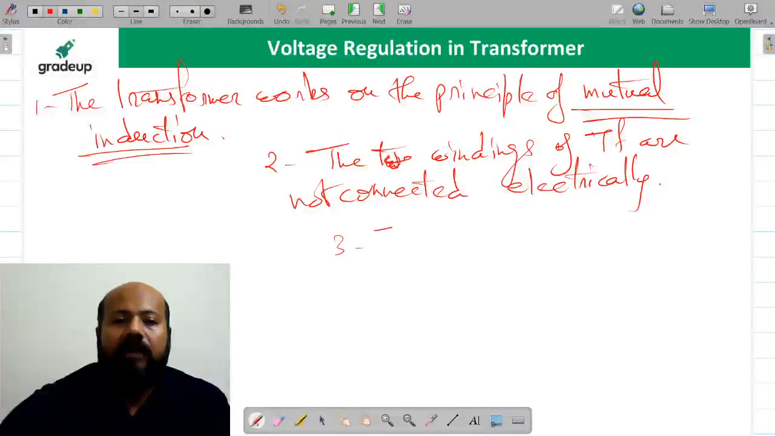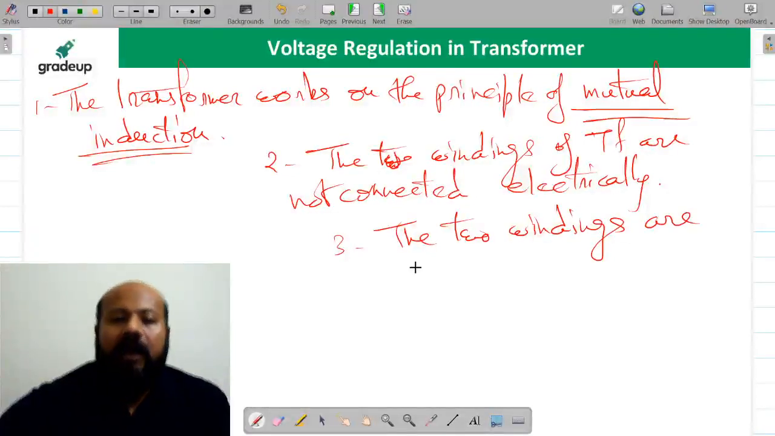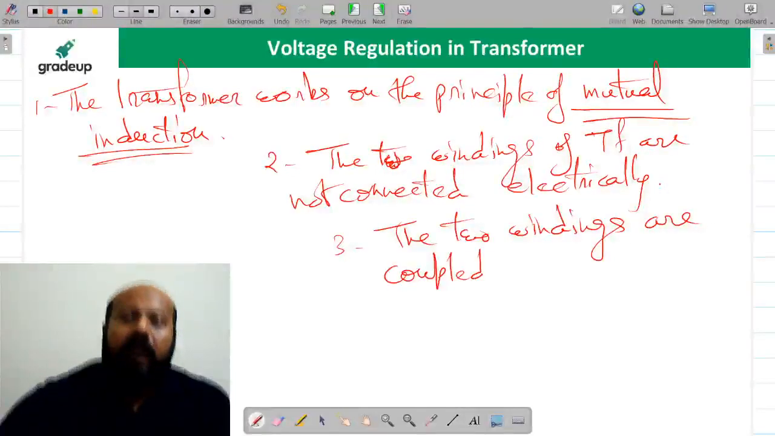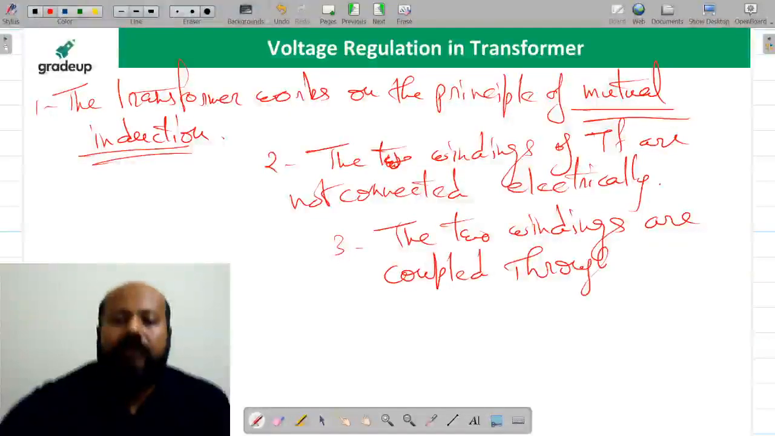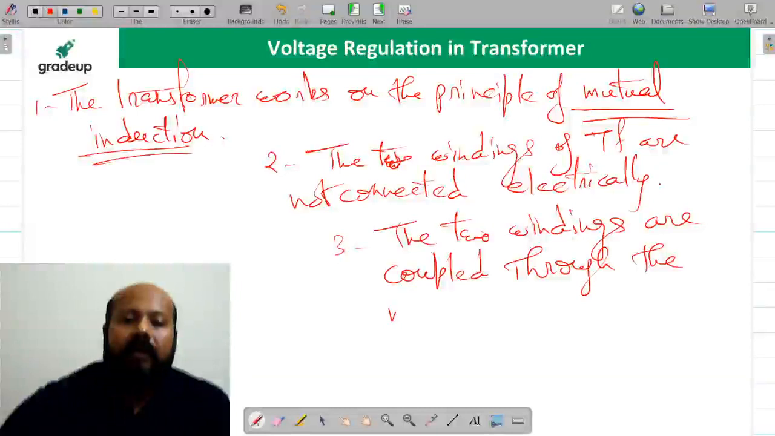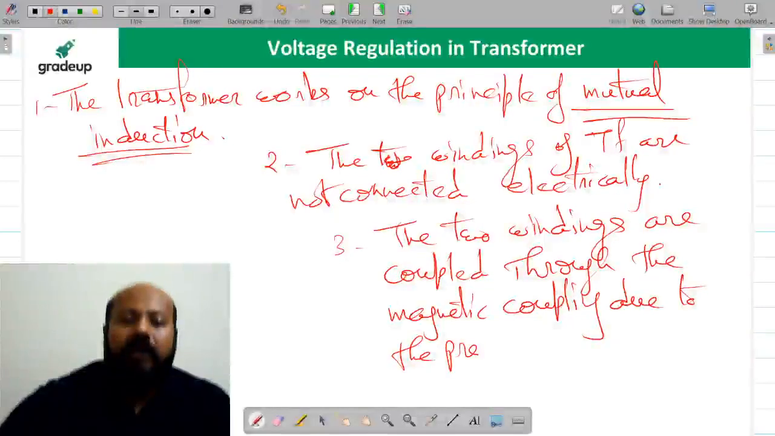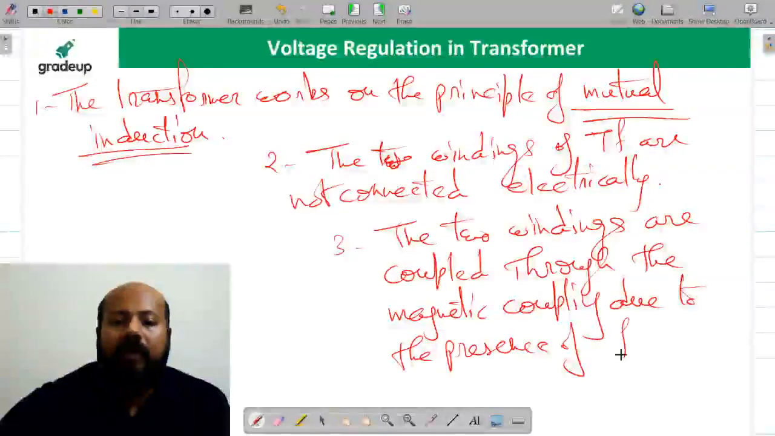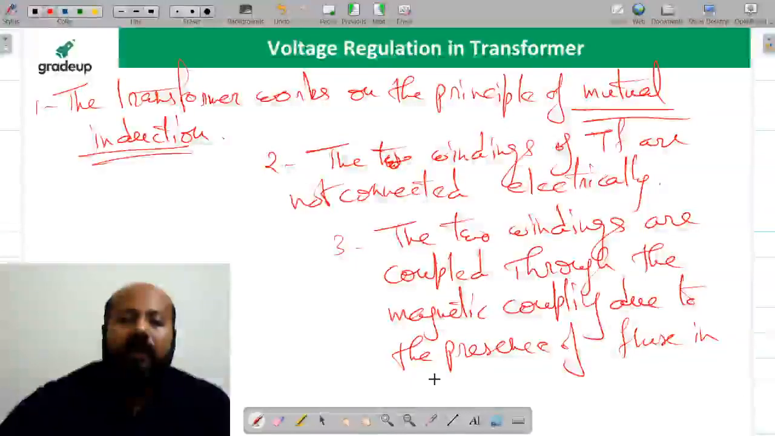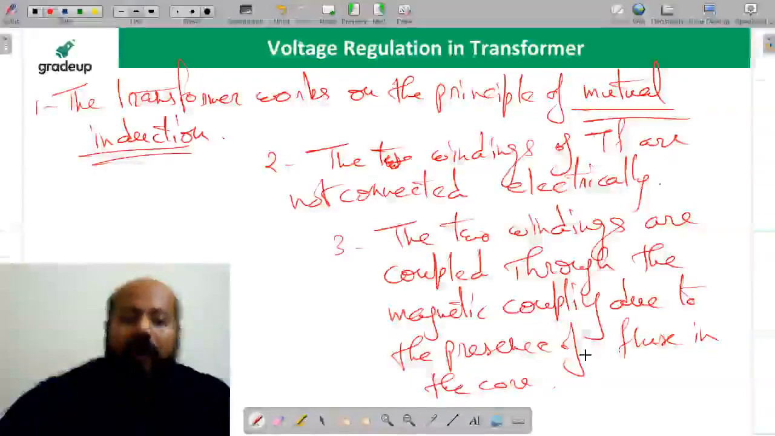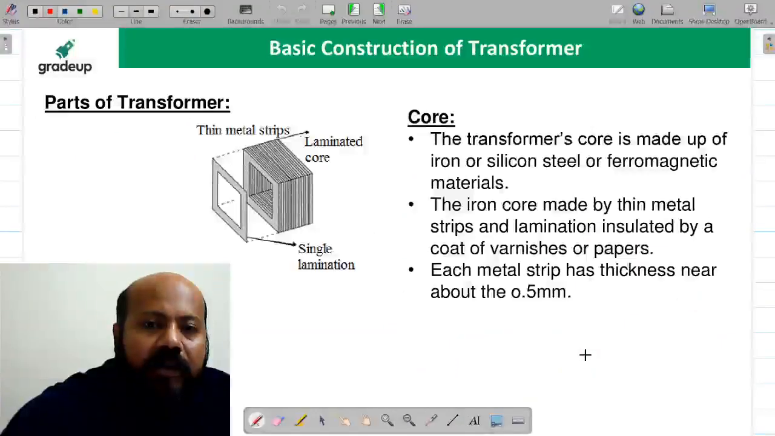Third point, the two windings are coupled through magnetic coupling due to the presence of flux in the core. All these are small details that we are going to discuss.